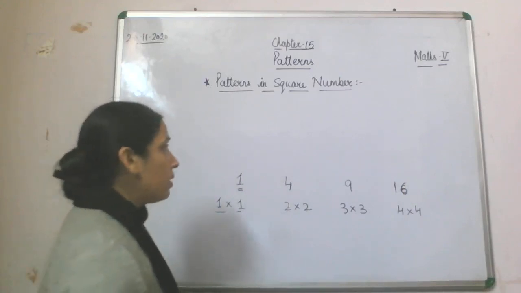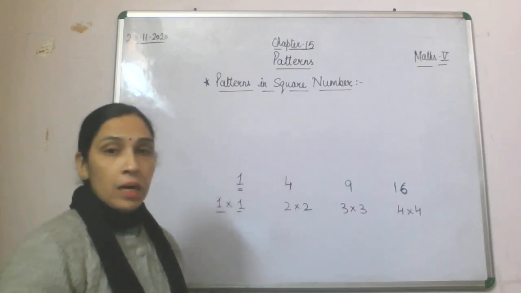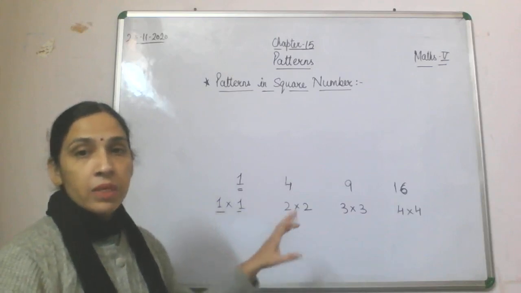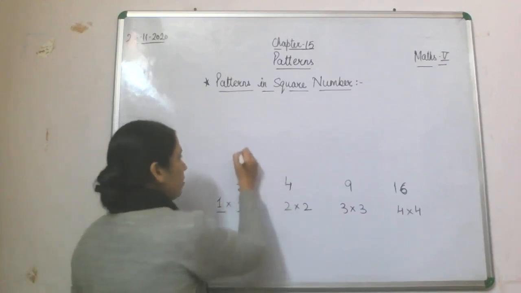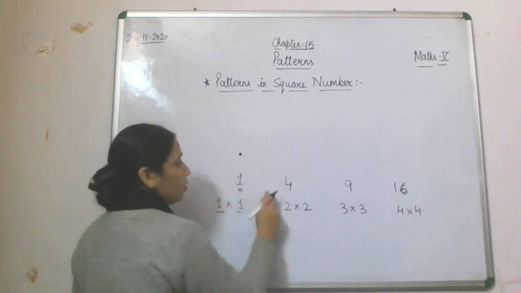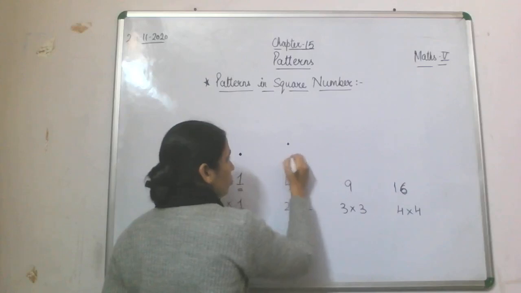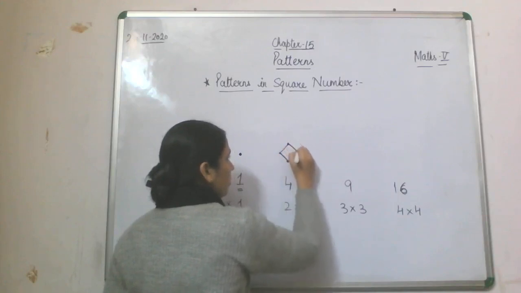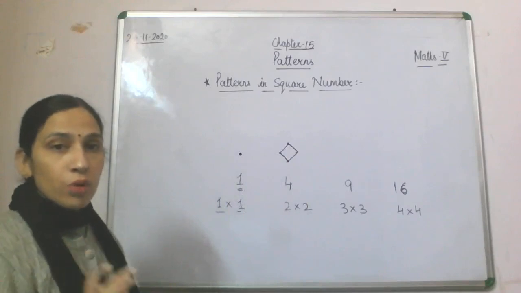So why are these called square numbers? Because we can make that number in the form of a square. See how 1 will be represented like that. 4 can be made like that also. 1, 2, 3 and 4. You can see in this picture that I can draw a square around the 4 dots.